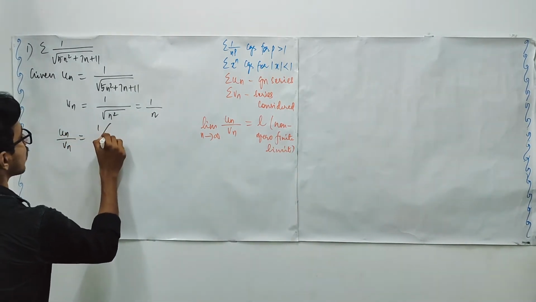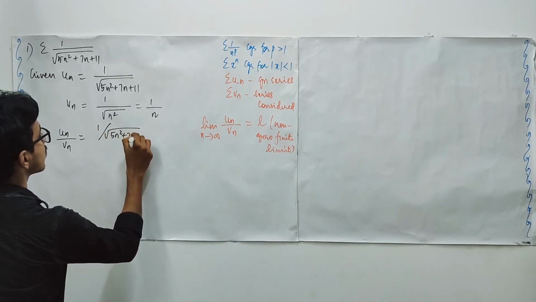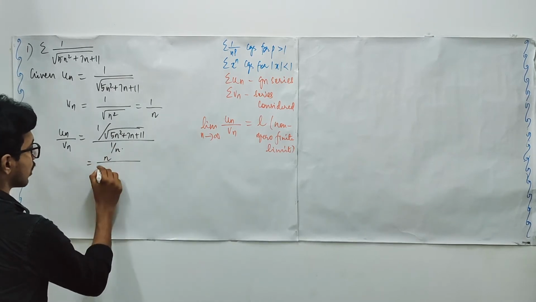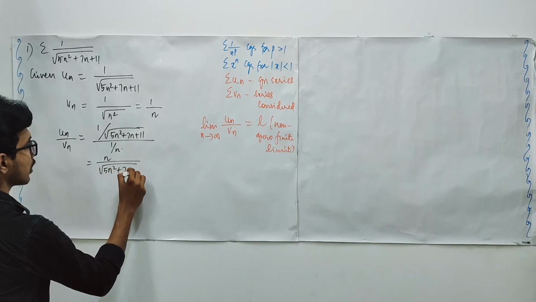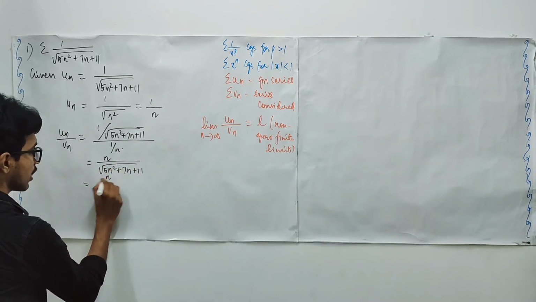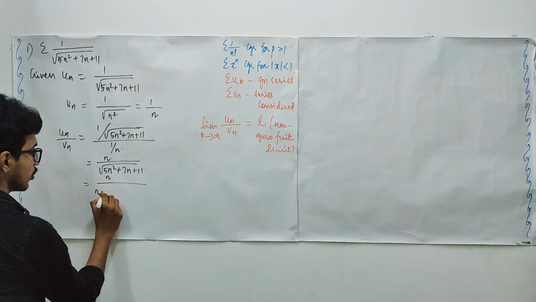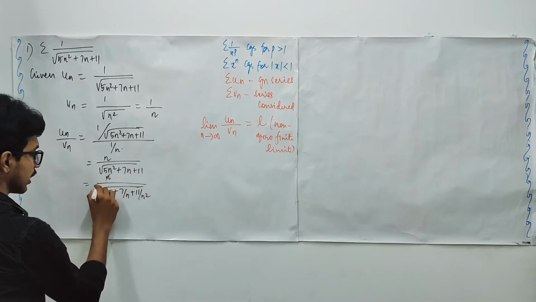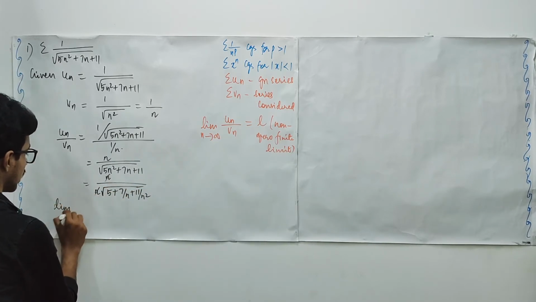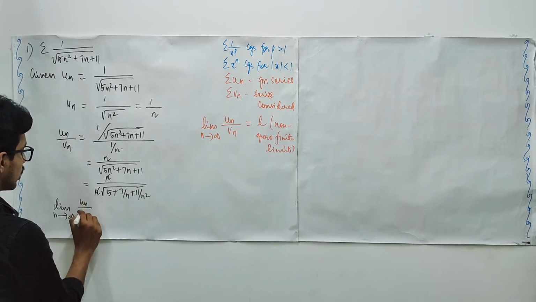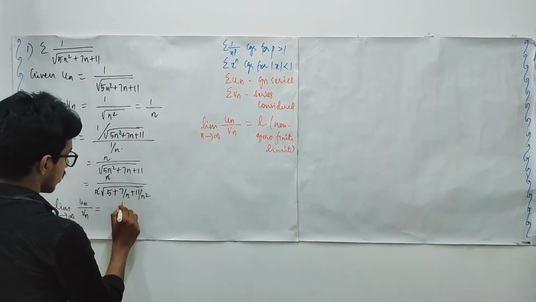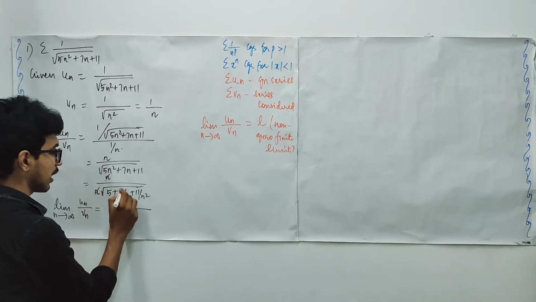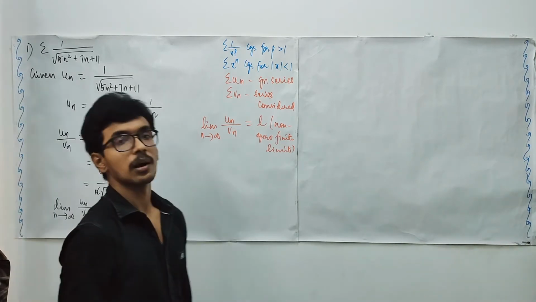It is 1 upon under root 5n square plus 7n plus 11 upon 1 upon n. So this is going to be n upon under root 5n square plus 7n plus 11. When you take n outside in the denominator, you will have 5 plus 7 upon n plus 11 upon n square. This n and n gets cancelled, and when you take limit n approaches infinity to this un upon vn, what are you going to get? In the numerator you will have 1, whereas in the denominator you are going to have under root 5 as this, and this quantity approaches 0.